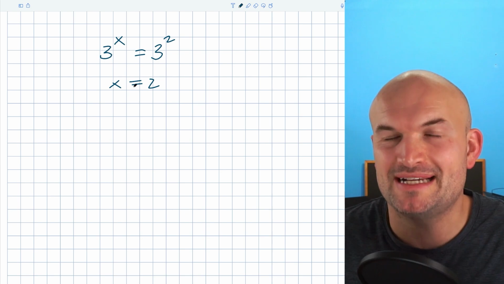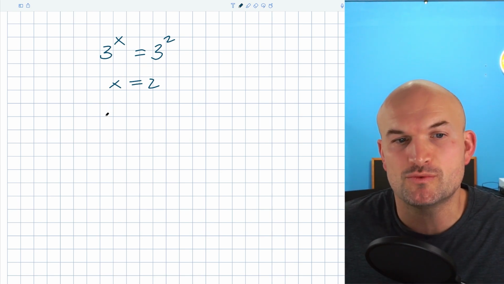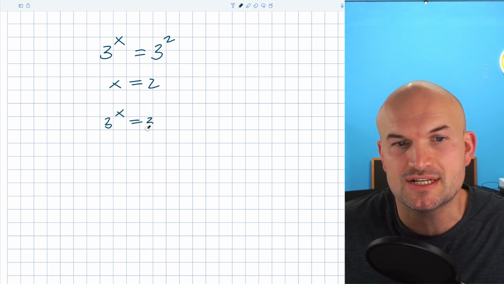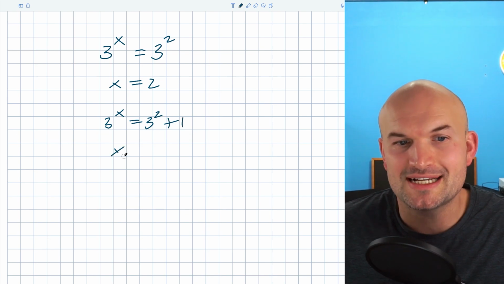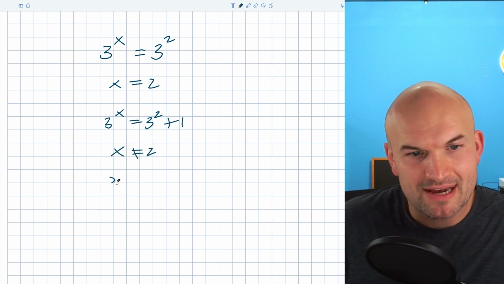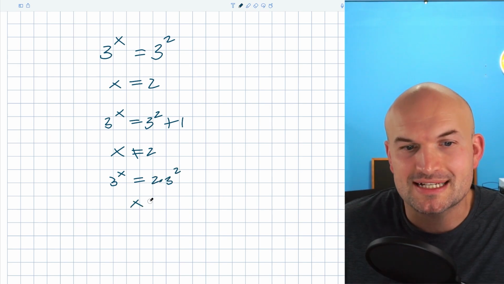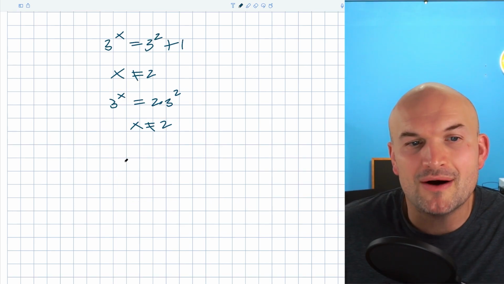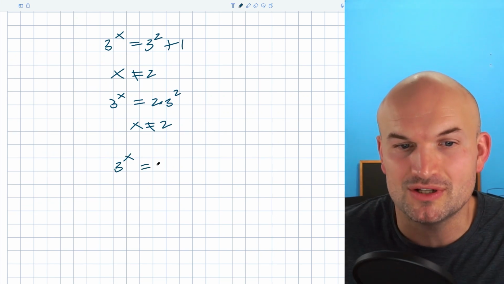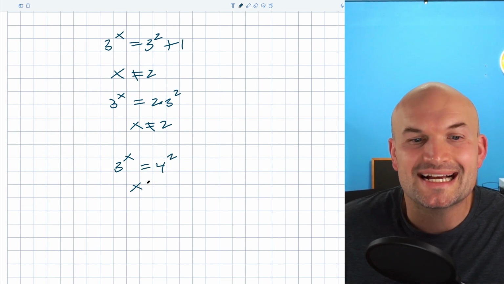What about now if I make some changes? Is this relationship still going to work? What if I have 3 to the x equals 3 squared plus 1? Well, guess what? x is no longer going to equal 2. What about if I have 3 raised to the x equals 2 times 3 squared? Guess what? x is no longer equal to 2. What about if I have 3 raised to the x equals 4 raised to the second power? x is no longer 2.